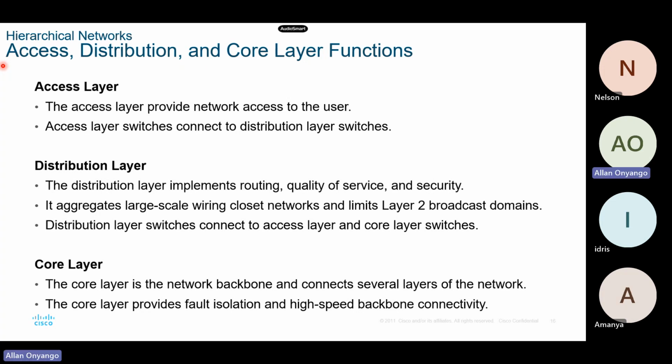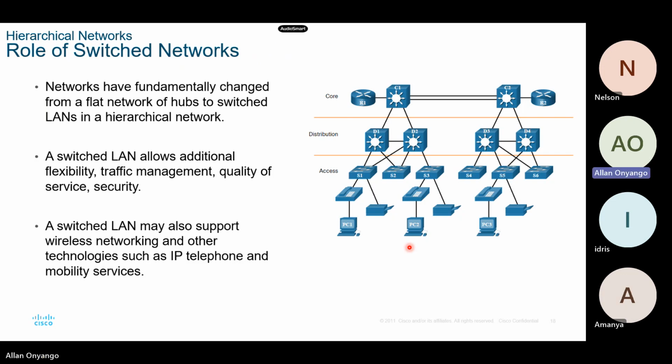Okay. And then finally, we have the core layer itself, which is always called the network backbone. Okay. And the reason why I call it the network backbone is because it connects all the several layers of the network. But majorly, it provides what is called fault isolation. Okay, because there's a lot of redundancy there, and it provides high-speed backbone connectivity. So fault isolation and high-speed backbone connectivity are some of the features of the core layer.